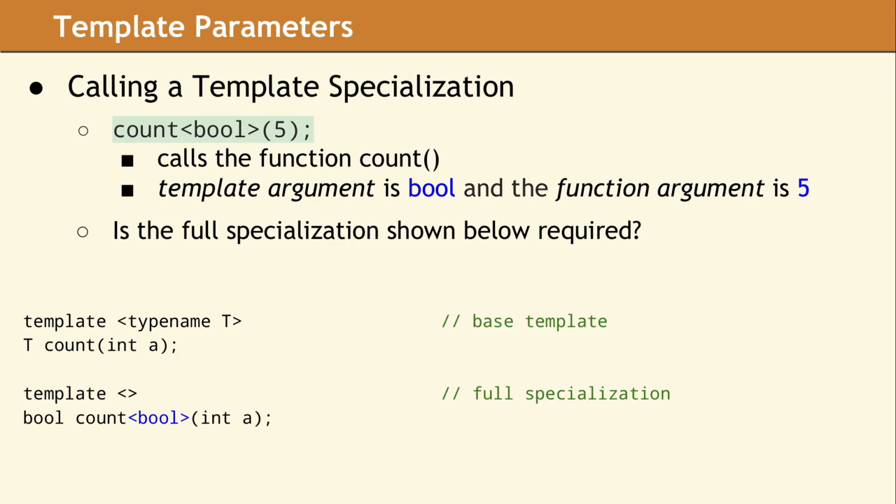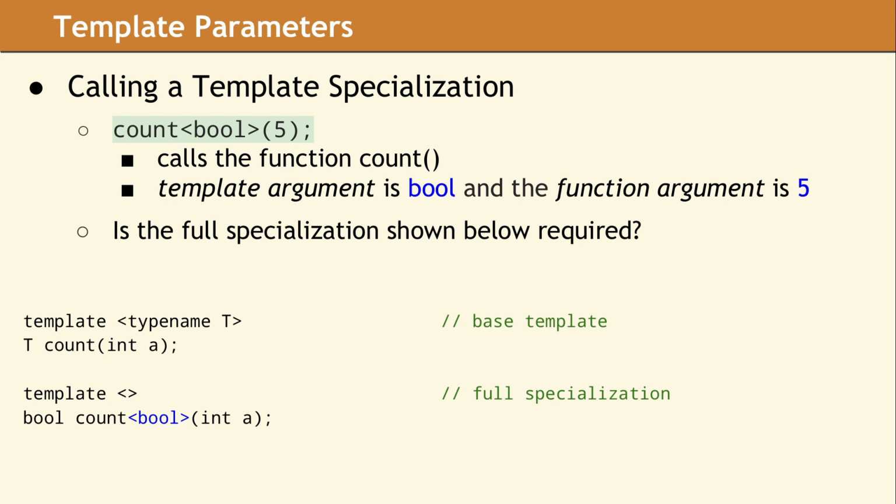Knowing the difference between template parameters and template arguments will help us work through this example. Let's look at the code highlighted in green. This is code which calls the count method. The template argument is bool and will be used to replace the t. The value 5 is the function argument and will be received as the function parameter a. The template argument of bool must be passed when calling count, since the parameter t does not appear in a deducible location in the function's signature.